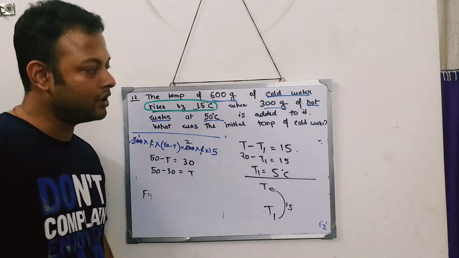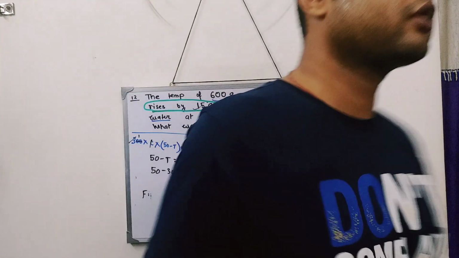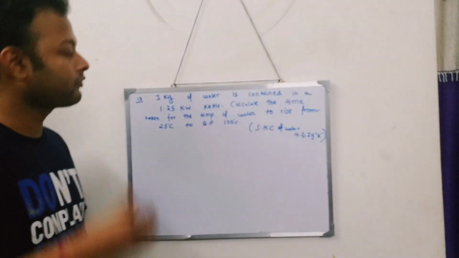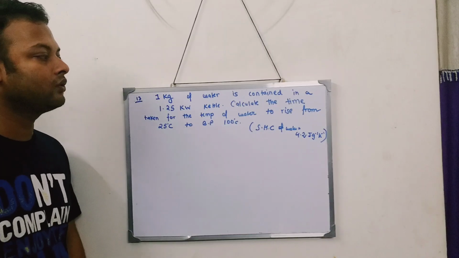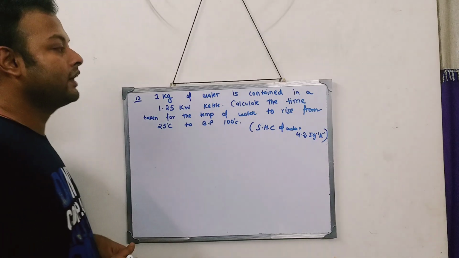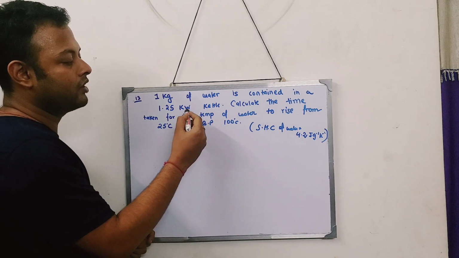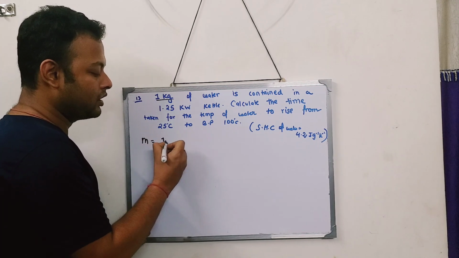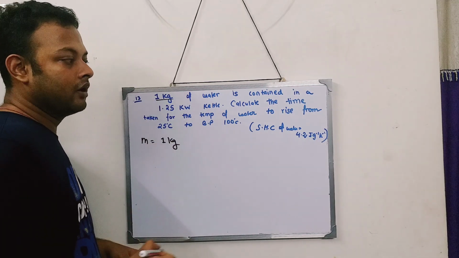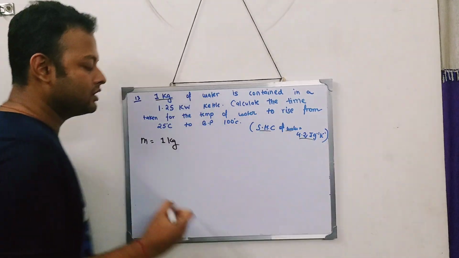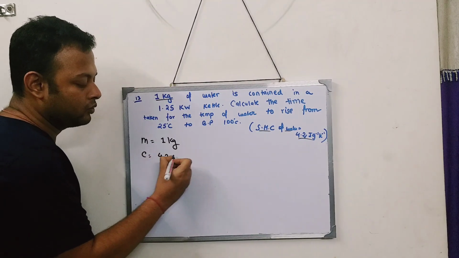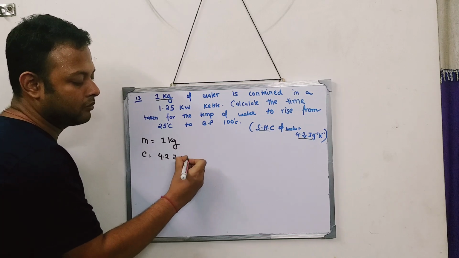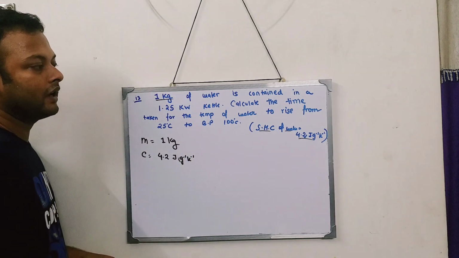Now we will come to question number 13 after this. Now let's continue with this sum, which is actually similar to the previous kind, not much hard. So 1 kg of water is contained in a 1.25 kilowatt kettle. So first focus on the mass. The mass of the water is 1 kg, right? The specific heat capacity of water is given as 4.2 joule per gram per Kelvin, and the rise of temperature.